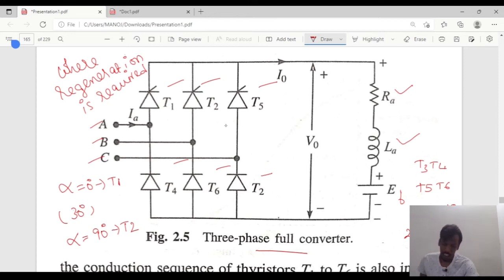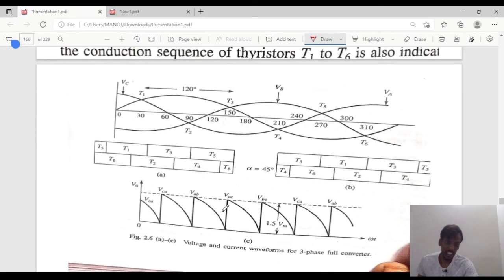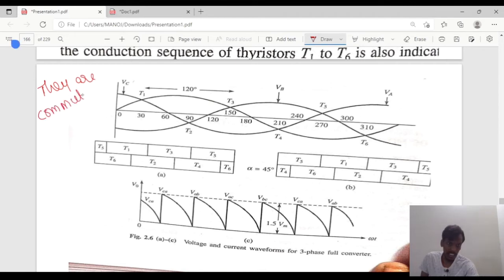It is observed that thyristors are commutated, meaning turned off, at every 60 degrees. They are commutated alternately in the upper and lower groups of SCRs.